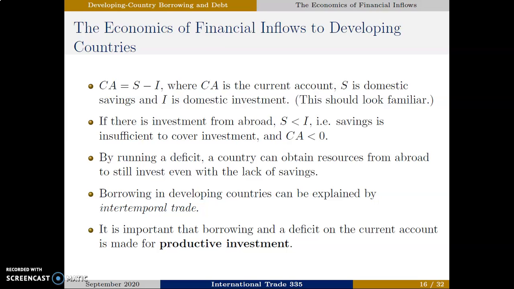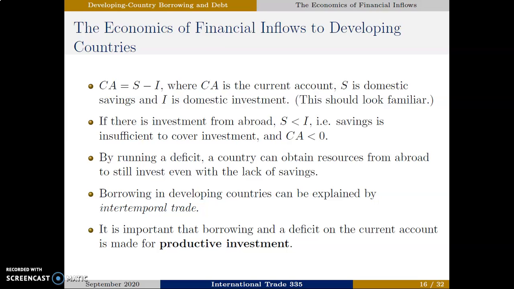If a country borrows from another to finance investment, there will be a deficit on the current account. The current account is the difference between domestic savings and domestic investment. If domestic savings is insufficient to cover investment, the current account will be in deficit. In Chapter 6, the intertemporal trade is covered.